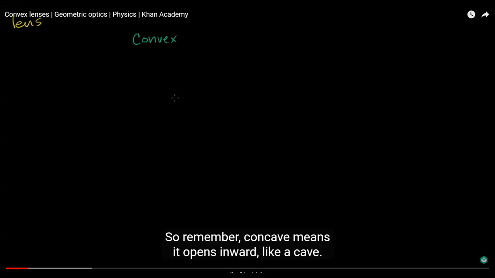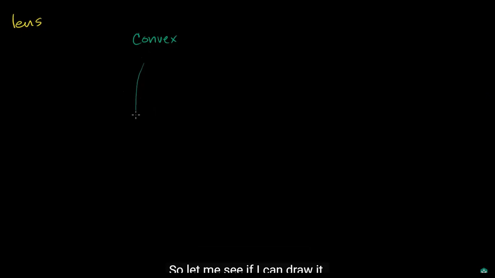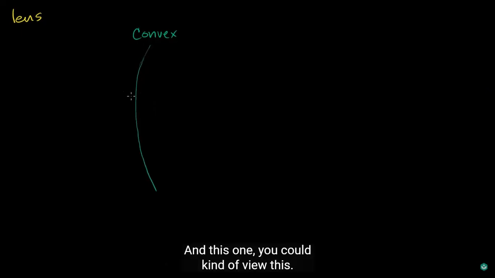So a simple lens, and we've all seen them, maybe it's made out of glass, has two surfaces, and I'm going to focus on convex lenses first. So remember, concave means it opens inward like a cave. Convex means it kind of opens outward. And a convex lens will be symmetric. So let me see if I can draw it. One side of the lens will look like that. And most of the simpler lenses are made this way.